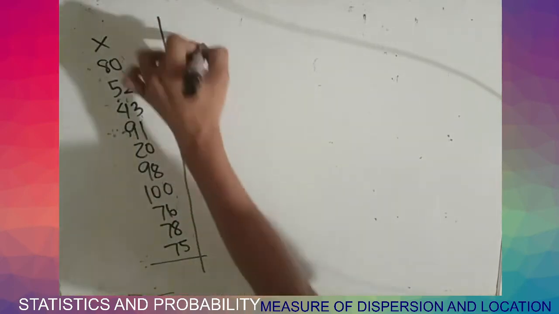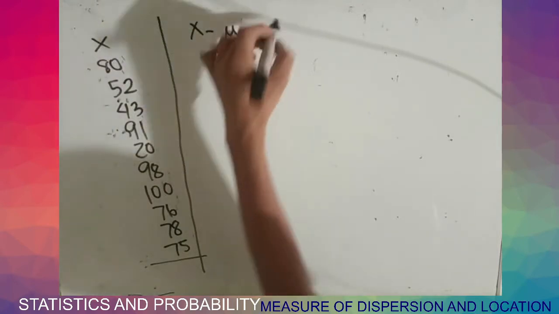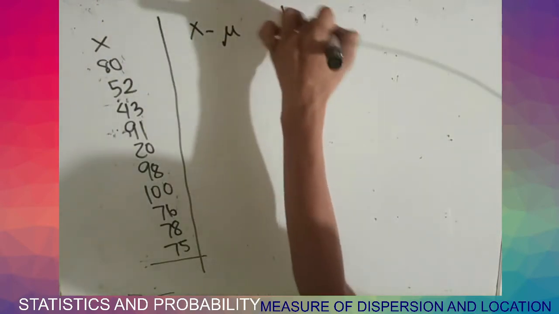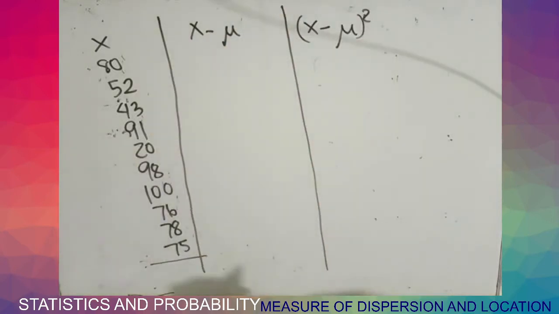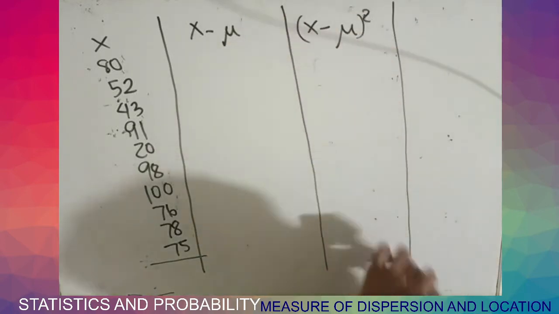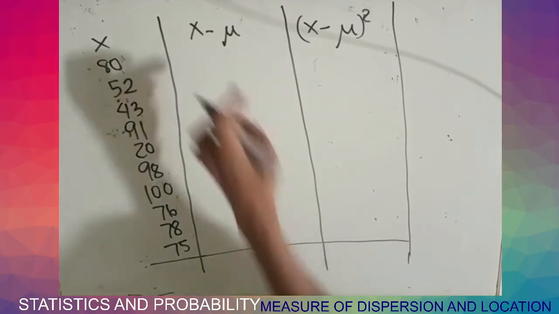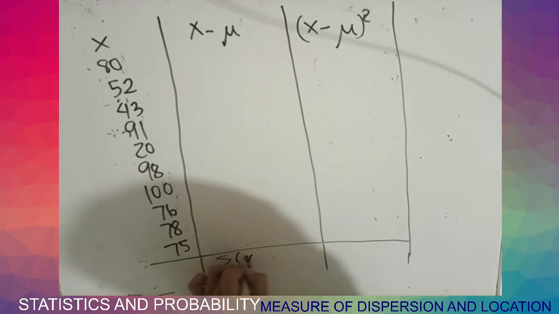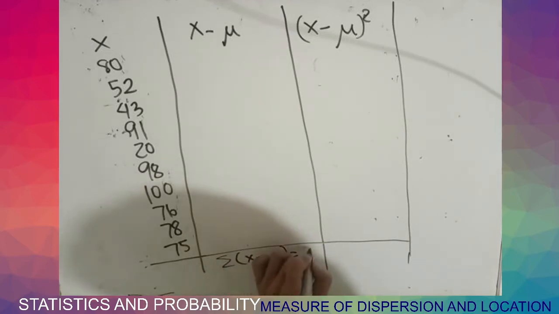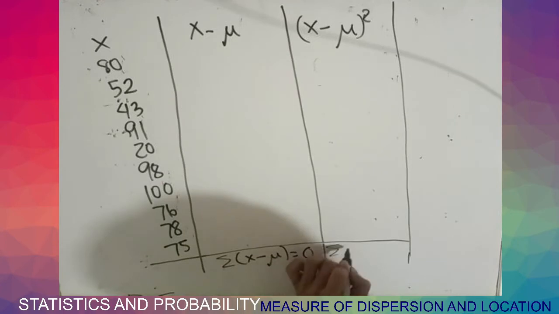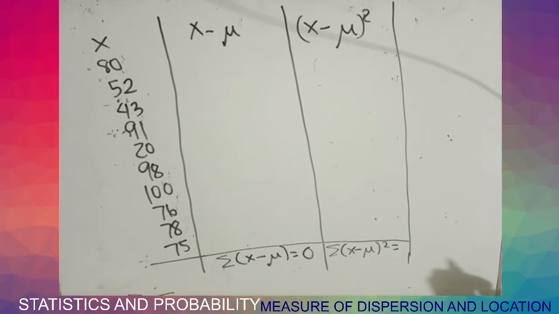Then, the second column is x minus mu. Next, x minus mu squared. Okay? So, yan. Then yung total ng second column, lagi naman yung 0 kapag ungrouped data. Summation of x minus mu. Okay.